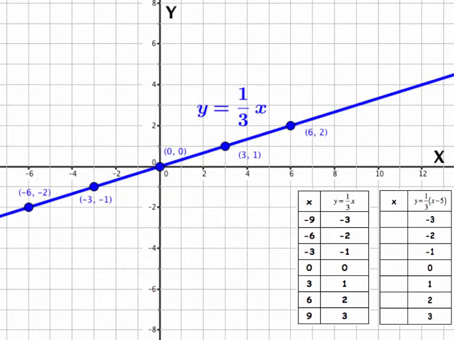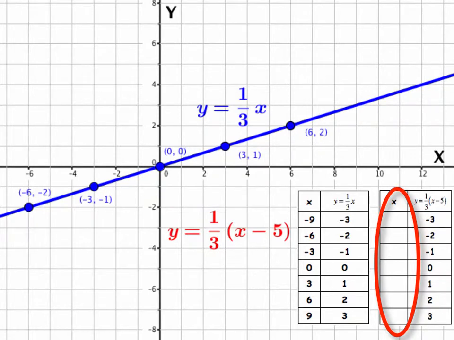Alright, so here's a familiar graph, y equals 1/3 x. Of course, it has a slope of 1/3 and a y-intercept of 0. And here's some ordered pairs, both on the graph and a table of values. What I'd like you to do is take a moment to pause the video and please graph the new equation and make a table of values for y equals 1/3 times the quantity x minus 5. Again, please do so by substituting in a variety of x values and finding their corresponding y values.